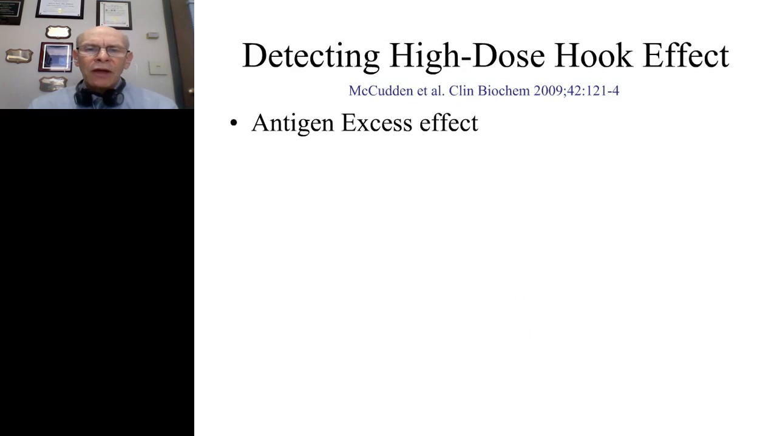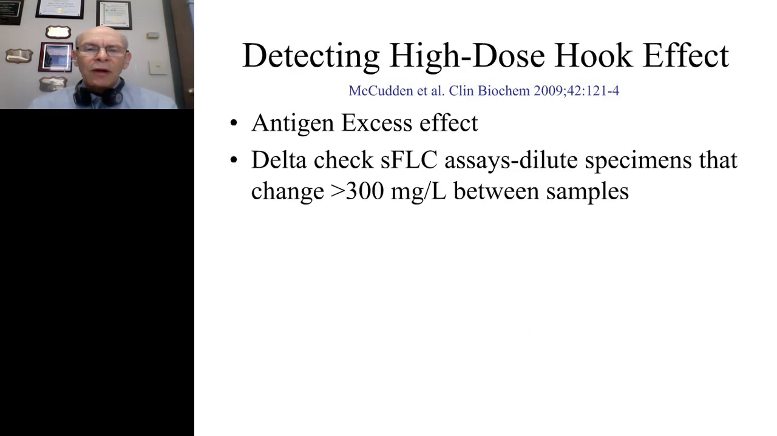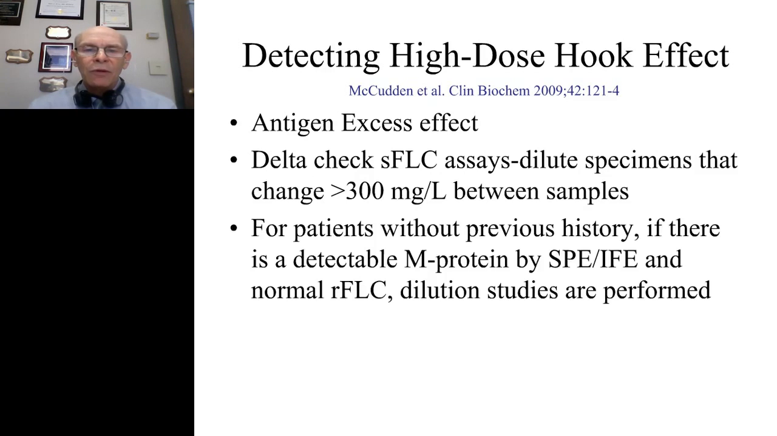This was described by McCudden and colleagues. They called it an antigen excess high-dose hook effect. And they recommended doing a delta check, looking at the serum-free light chain assays and diluting ones that had changed by more than 300 milligrams per liter between samples. For patients that have a previous history of a high-dose hook effect, if there is detectable monoclonal protein by serum protein electrophoresis, SPE, and immunofixation, but a normal ratio R of the serum-free light chains, FLC, you should also perform dilution studies.